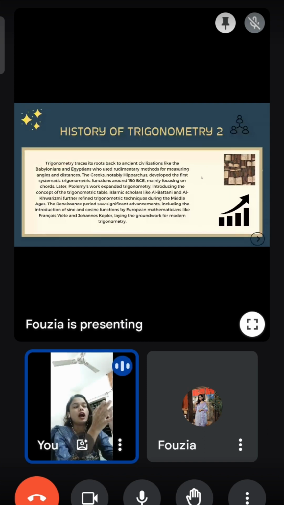Oh, actually I forgot to tell you about one of the most exclusive Islamic scholars, al-Battani, and al-Khwarizmi, who refined the trigonometric techniques during the Middle Ages in the Islamic era. Some European mathematicians like Francois Viete and Johannes Kepler also worked on modern trigonometry.